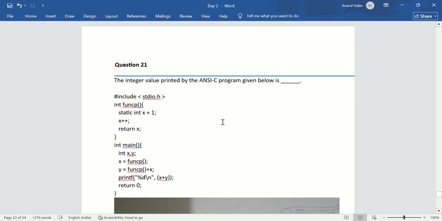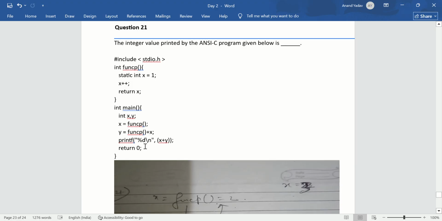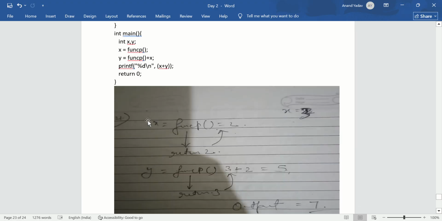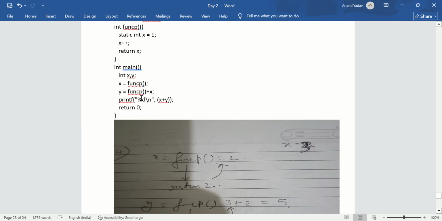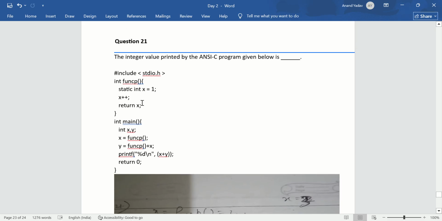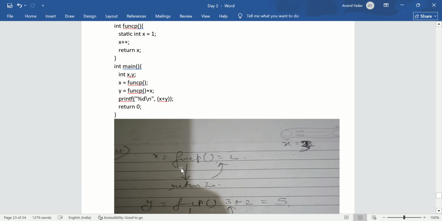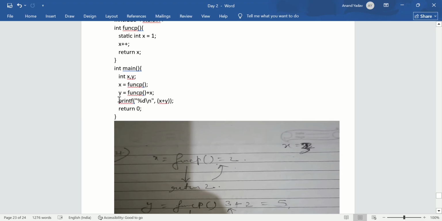Now the next question is, what integer value is printed by the C program given below? For this question I solve in this way. First we call funcp. It returns 2 because x is equal to 1 is a static variable and x plus plus, 1 plus 1 is 2, so it returns 2. So x is returned as 2 and x is equal to 2.